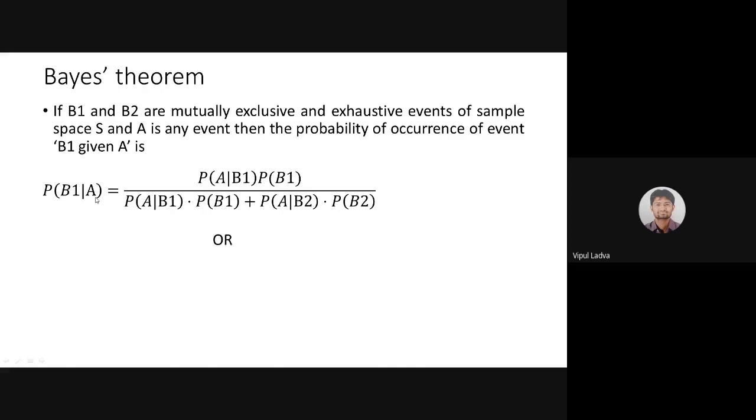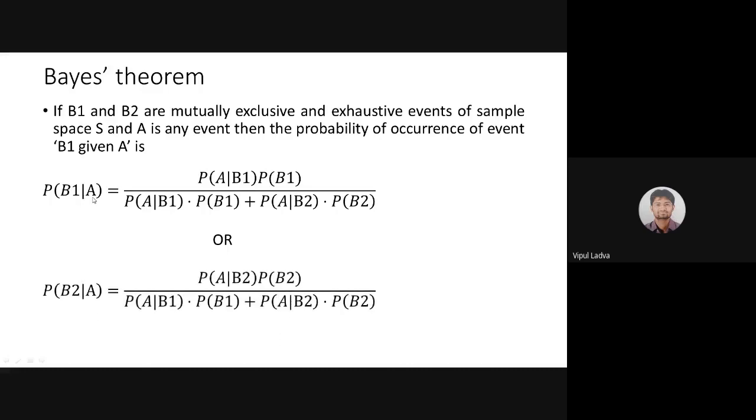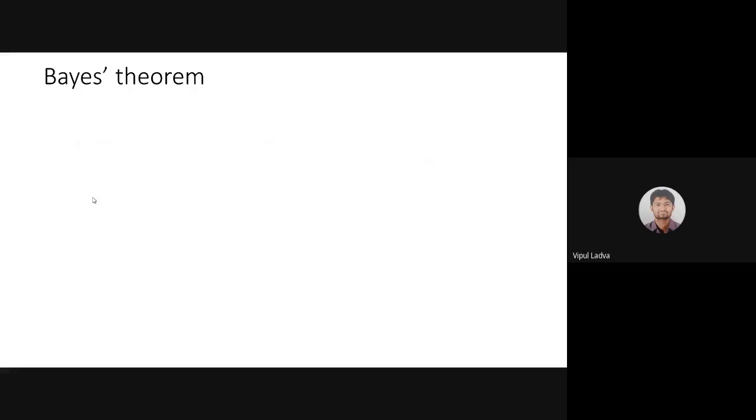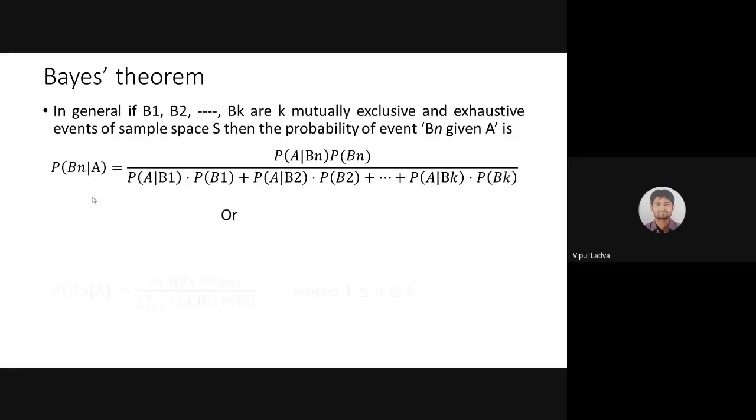This formula was for P of B1 with respect to A, and this is the formula for the probability of the occurrence of event B2 with respect to A that we had already discussed. And after that, I had provided the general rule for the same situation.